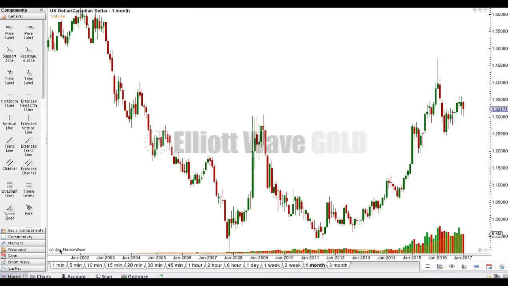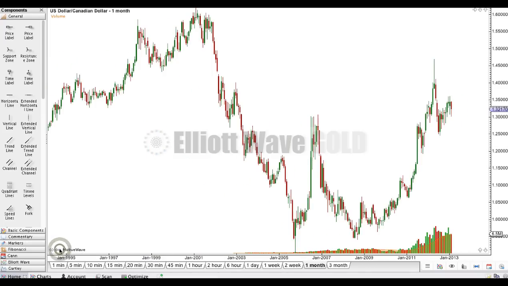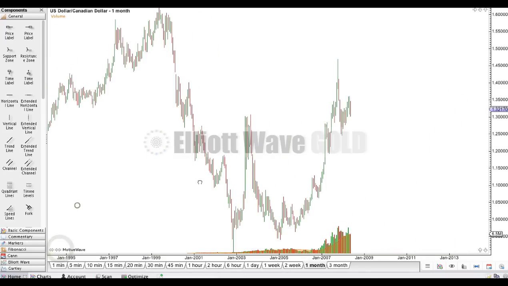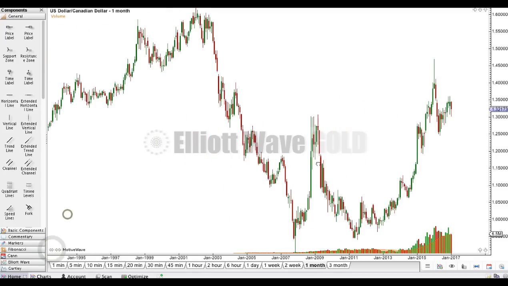The first thing I do when I'm looking at a new market to do an Elliott wave count on it is start with as much data as you can possibly get. So I squash that up to see how much data I can get on this data feed. This is an FXCM data feed. It's only going to go back to 1993. So the first complete wave that's obviously a complete wave is from this high to this low.